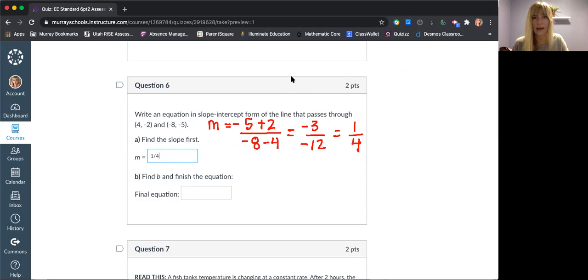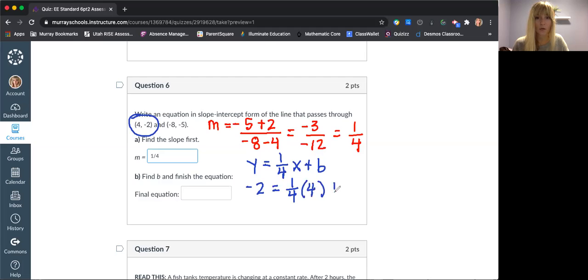All right, now I'm going to plug this in to y equals mx plus b. I'm going to take an ordered pair here. I'm just going to use this first one. Negative 2 equals 1/4 times 4 plus b. 1/4 times 4 is 1. Divide by the bottom, times by the top. And then minus 1, negative 3 is b. And I am ready to type my final equation.